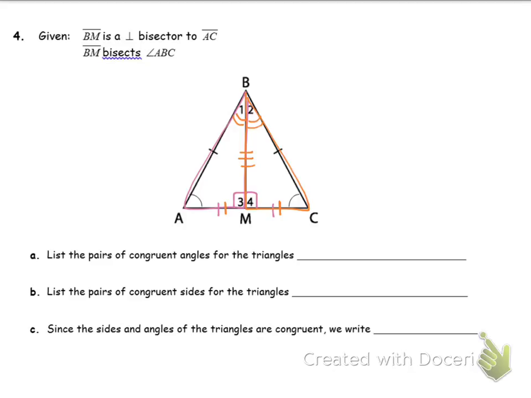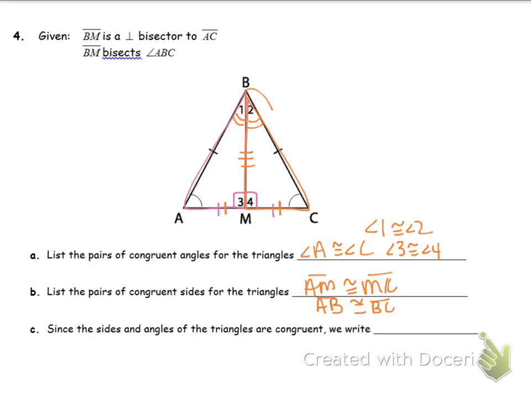Okay, so list the pair of congruent angles from the triangle. So it looks like I've got angle A and C. I've got angle 3 and 4 because they're both right angles, and I've got angle 1 and angle 2 because they're being bisected. So I've got all my angles, now I've got to check all my sides so I can say that they're congruent. So AM was congruent to MC. I've got AB, that outside piece, is congruent to BC, the other outside, and then they share that center.